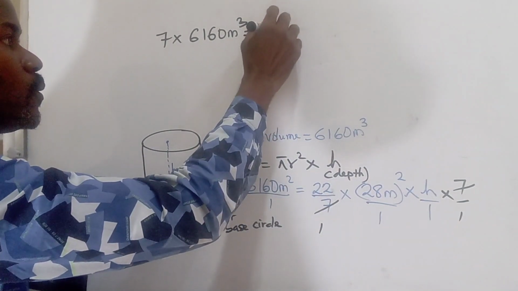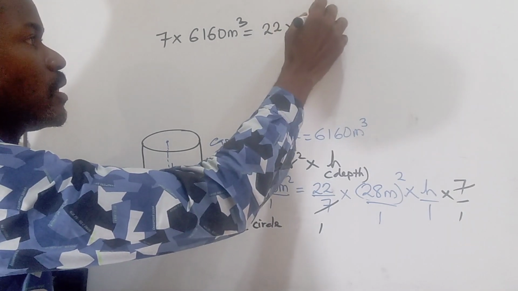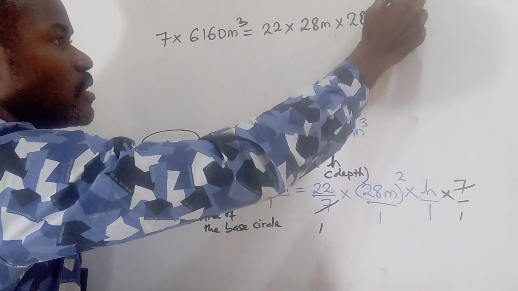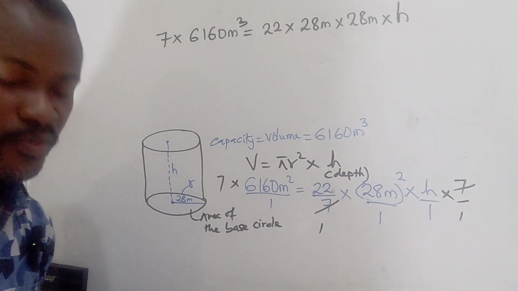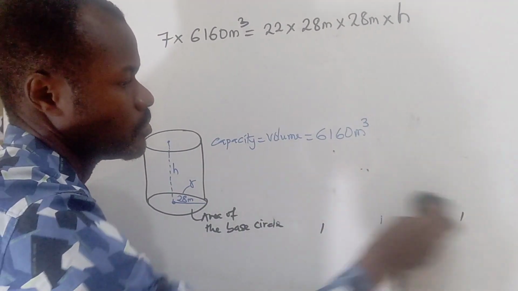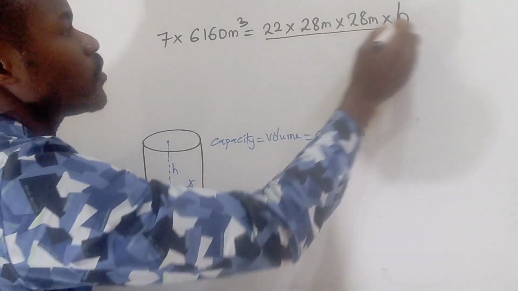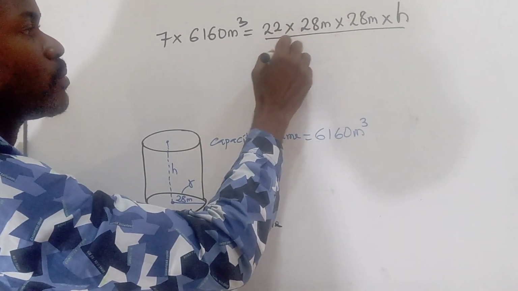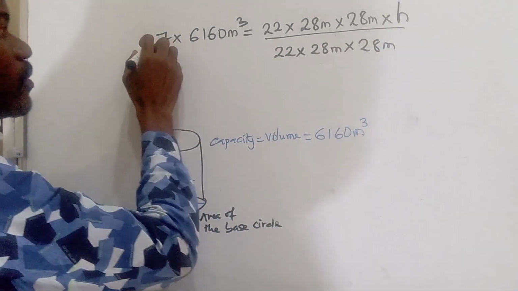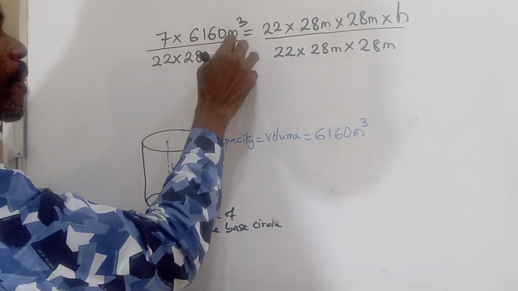is equal to 22 times 28 meter square, which means 28 meter times 28 meter, times the height. All right, so from that expression, it's now simpler for us to solve. I'm going to remove all these by multiplying both sides by all that. So I'm also going to do the same here.